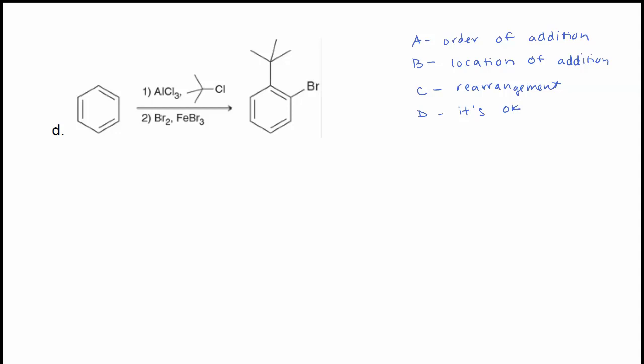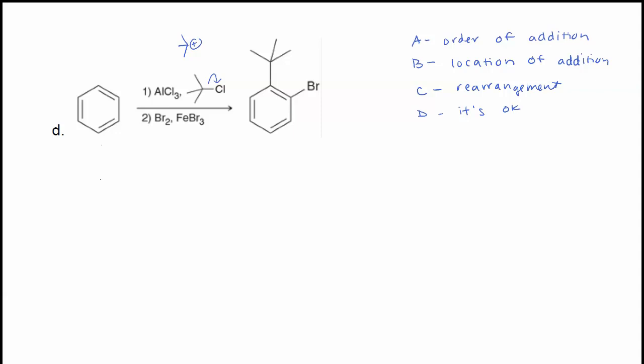Okay, so some of you voted for C, the rearrangement. To figure out if you have a rearrangement or not, you can take the group that is being added and just draw the leaving group leaving. The carbocation that we get here is tertiary, and that is a stable carbocation, so there's no rearrangement here.